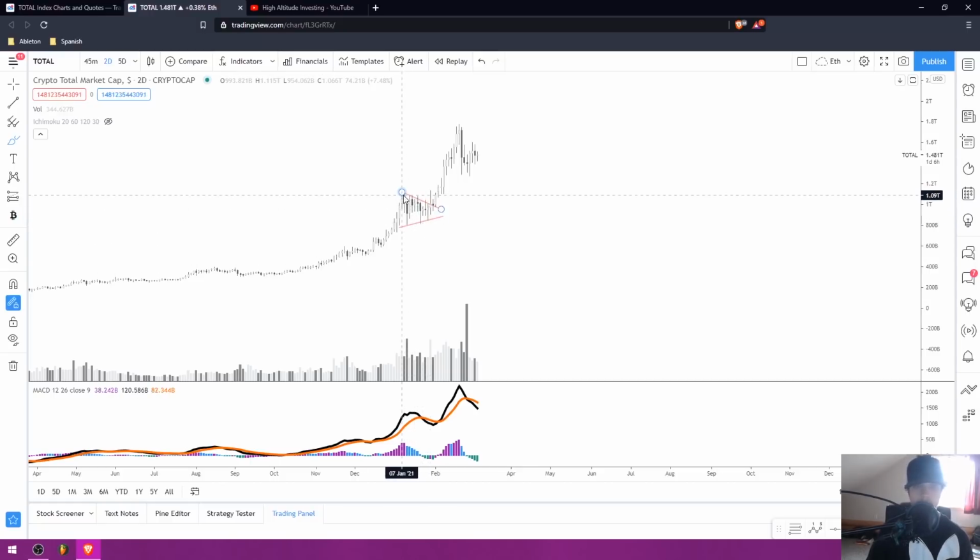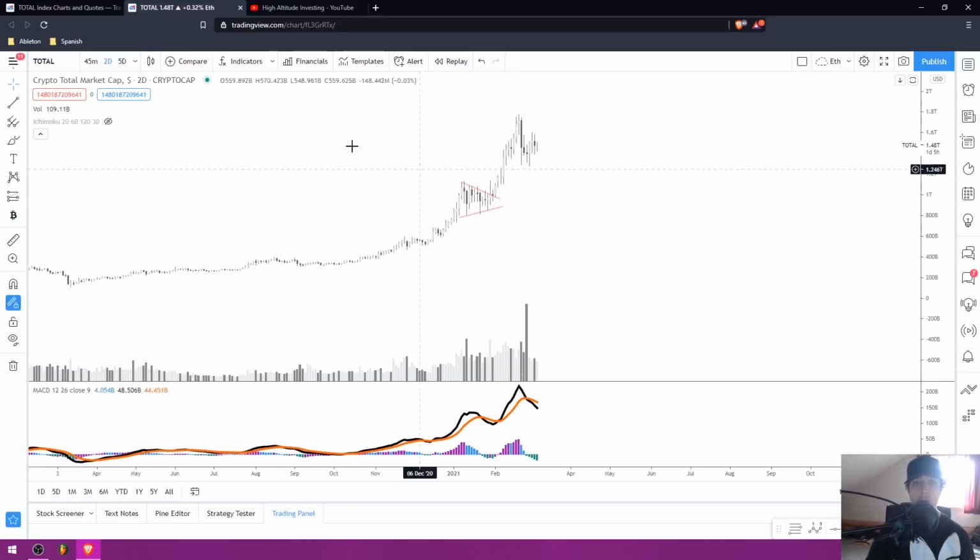Here, let me draw this a little better. Found support, bounced, found support, bounced, found support, and broke up. So this right here was the confirmation point. When it broke above that downtrending resistance line, that red line on top, that was confirmation that we were going to see further upside from that level out.